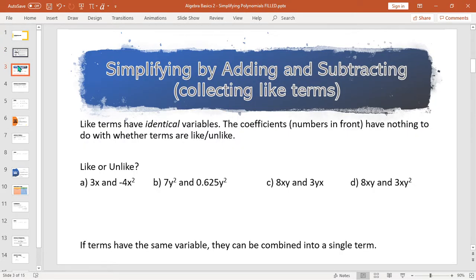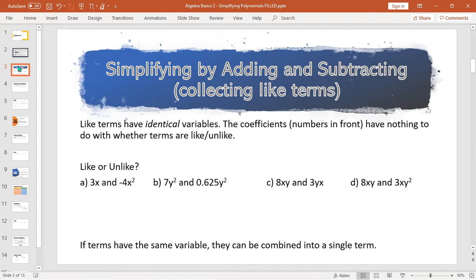All right, so the first way I'm going to show you how to simplify is by adding and subtracting. And when you talk about like terms, the thing we always throw around is collecting like terms. When I'm talking about whether terms are like or unlike, I don't care what the number is in front. That's called the coefficient. That doesn't matter. I'll do the math in a minute. I just want to know if I can combine them. And the deal is, if the variables, the x's, the y's, the powers, are identical, then they can be combined.